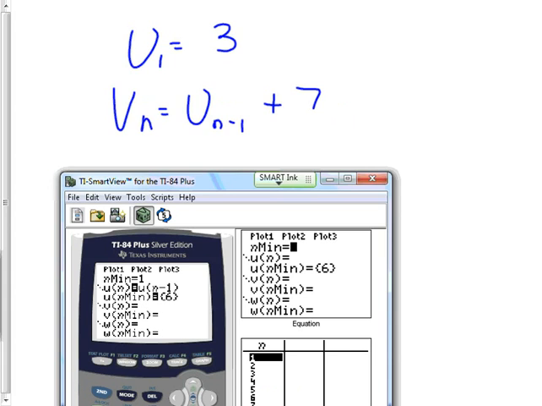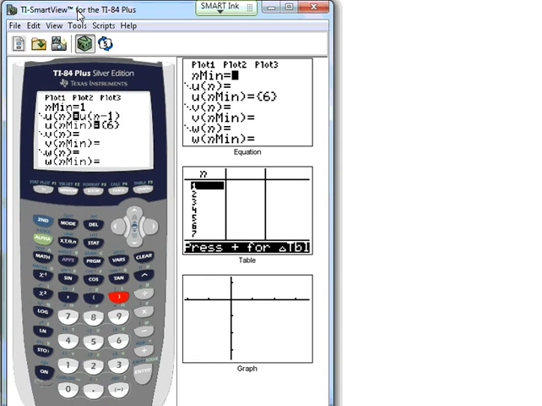All right. So if we're going to add 7, then I go plus 7. What's my starting term? My starting term was 3. I hit a 3 and I hit enter. It automatically puts it in those little brackety things. Now yours might not put in the brackety things. It all depends on which operating system you have in your calculator. Okay. You see how I got the thing in here now?